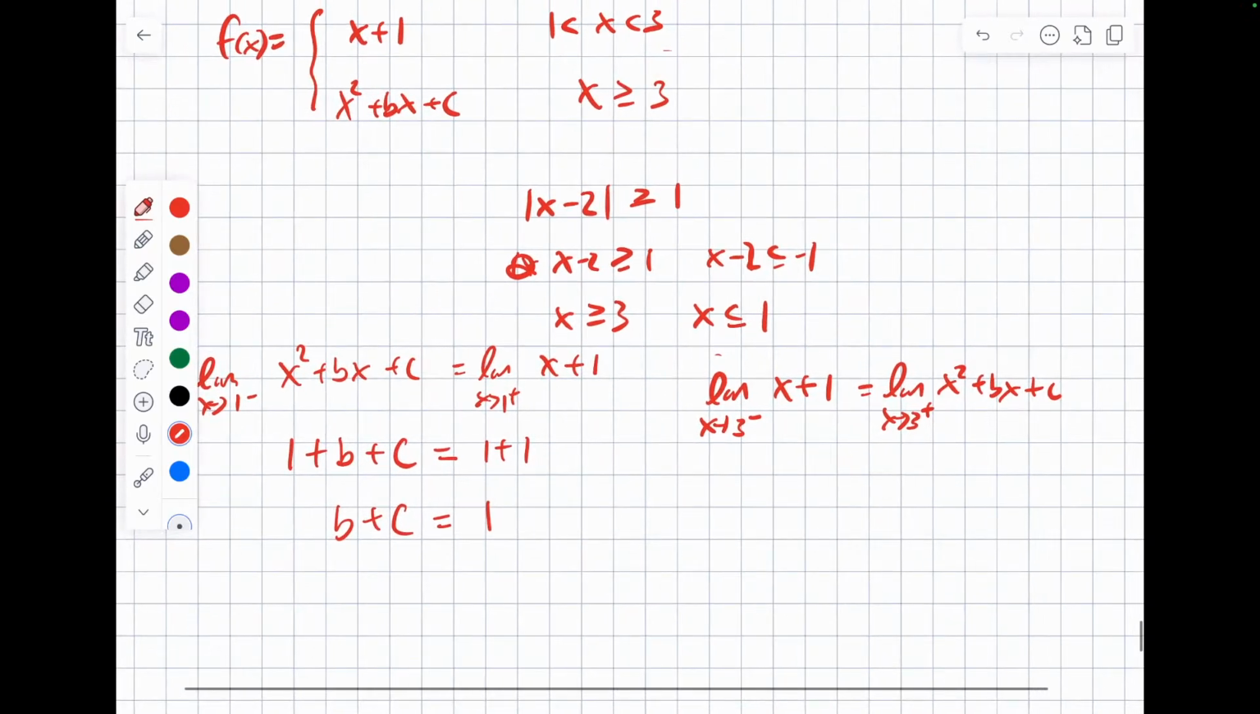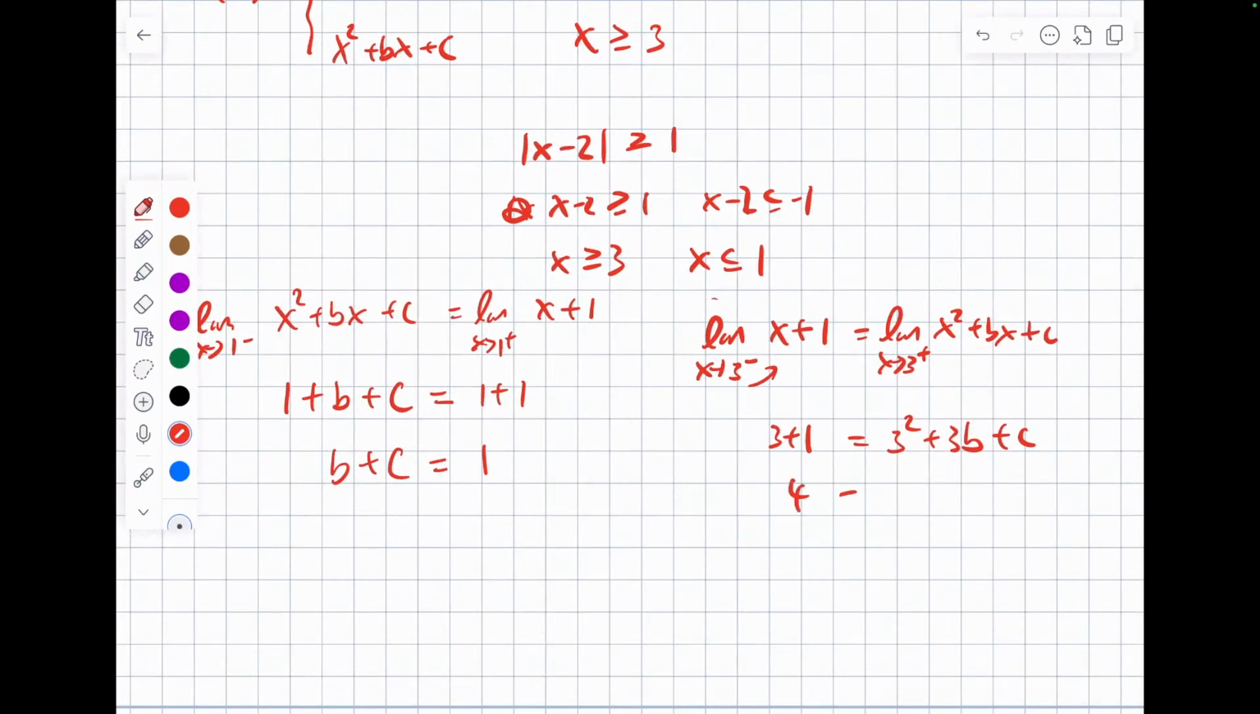So 3 plus 1, direct substitution. You just plug in because it's not 0 over 0. It's going to be 3 plus 1. Is that okay? And that's equal to 3 squared plus 3b plus c. Am I going too fast? I'm going to simplify that. Don't be afraid of tediousness, because if you're afraid, you're not going to accomplish anything.